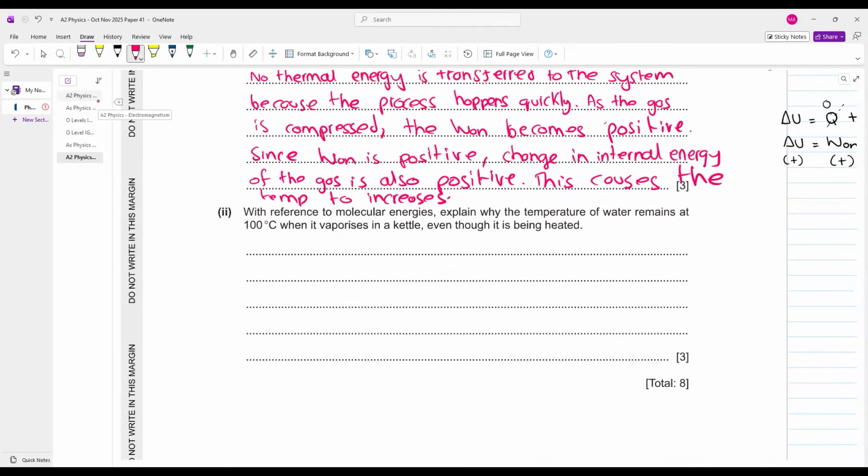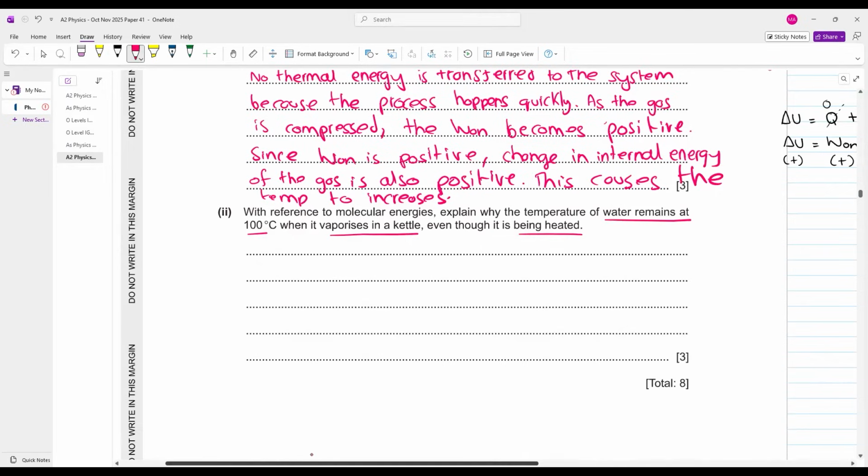With reference to molecular energies, explain why the temperature of water remains at 100 degrees centigrade when it vaporizes in a kettle even though it is heated. बेटा बॉइलिंग के दौरान why does your temperature remains constant even though you are providing heat energy? We have discussed this exact thing in the notes and in the lecture videos.